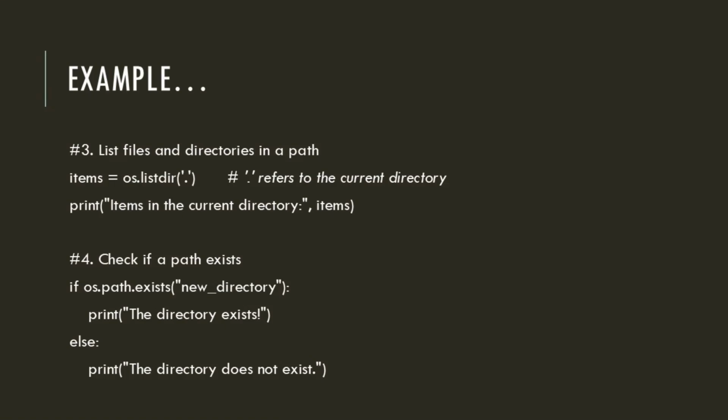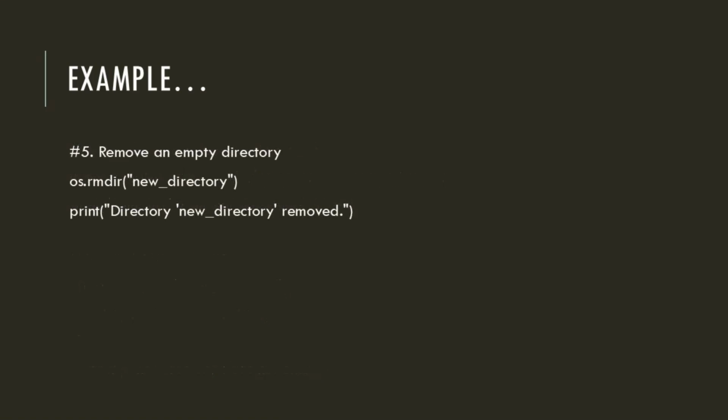Fourth example, check if a path exists. os.path.exists(new_directory), print the directory exists, else print the directory does not exist. Fifth example, remove an empty directory. os.rmdir(new_directory), print directory, new directory removed.